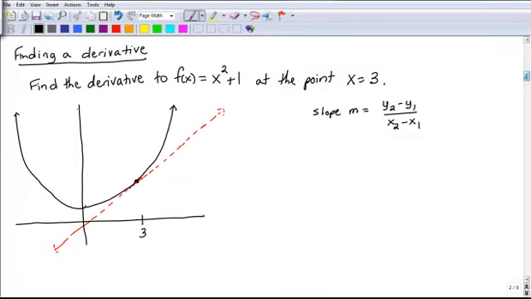And so now we can actually find a derivative. Let's find the derivative of f of x equals x squared plus 1 at the point x equals 3.